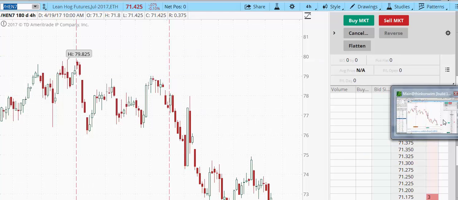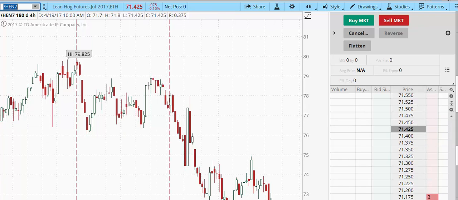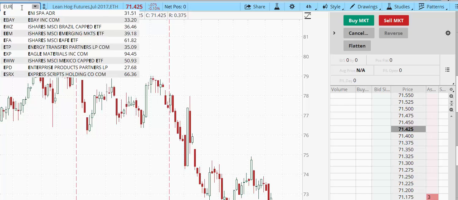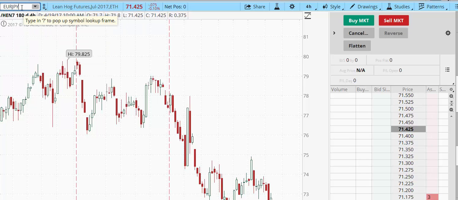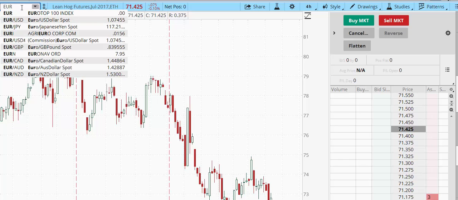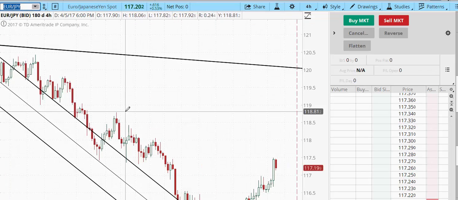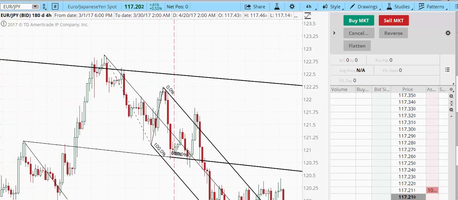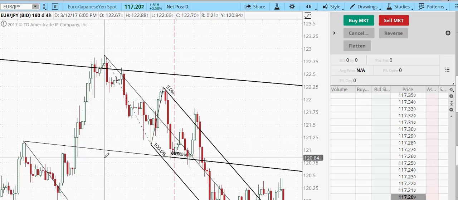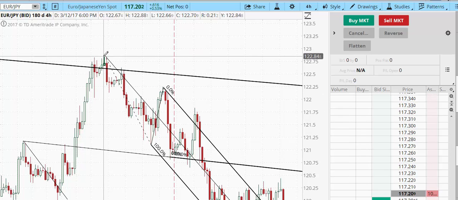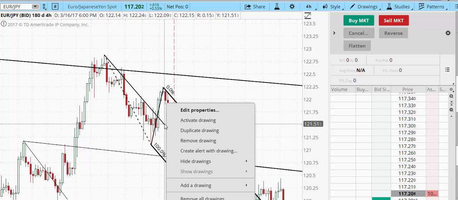Let's see what actually happened in EUR-JPY after that. Okay, this is a 4-hour chart. So this was the 12th up here, and he picked off the top rather nicely.